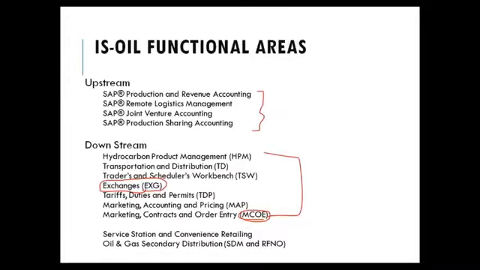So service station and convenience retailing, and oil and gas secondary distribution, these two are other different modules. But in our IS-Oil course, we will be discussing only these. Generally the companies use third party systems, called PDI, or there are many others, rather than the IS-Oil modules.